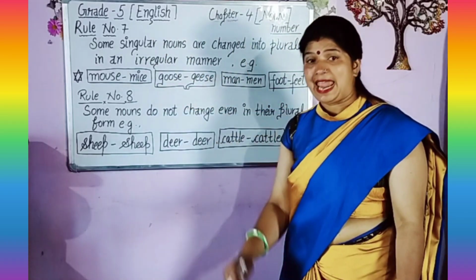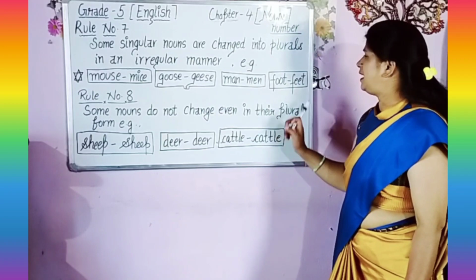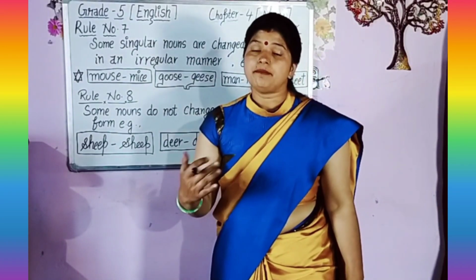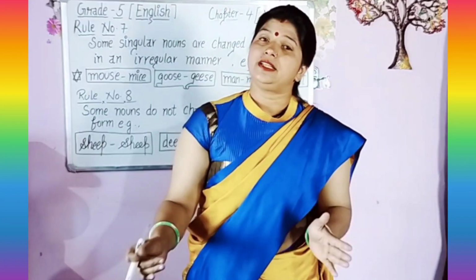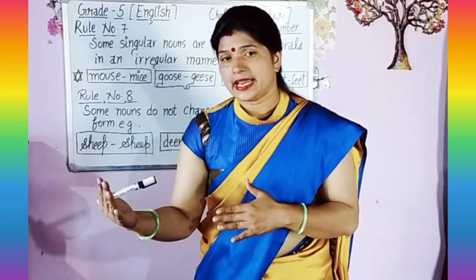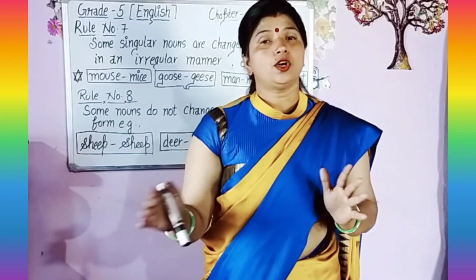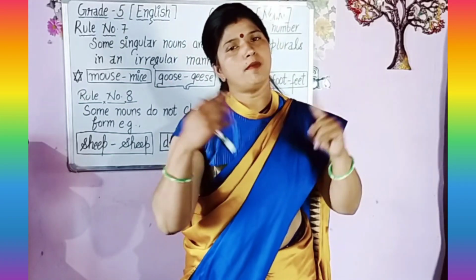Now, the rule number 8 is some nouns do not change even in their plural form. So, there are many nouns that do not change whether they are indicating one noun or more than one, two or three nouns. Okay. So it doesn't change its form whether it is one or more than one.